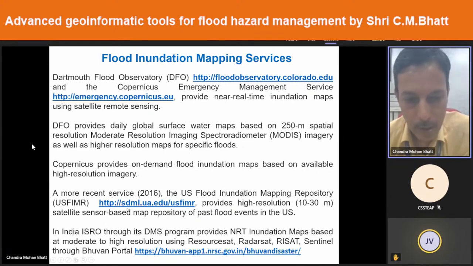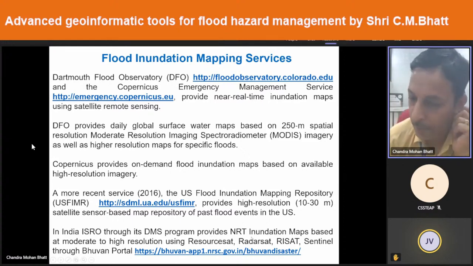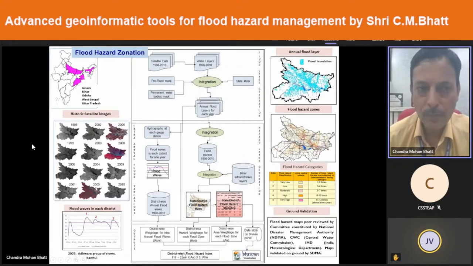Then you have flood services starting from the US Flood Inundation Mapping Repository, USFIMR. And also at Indian level, we have NRSC, which under its disaster management support program provides near real-time flood inundation maps using different kinds of satellite data sets from the Indian remote sensing as well as from foreign satellites, and the data sets are kept in the Bhuvan portal where they can be accessed.